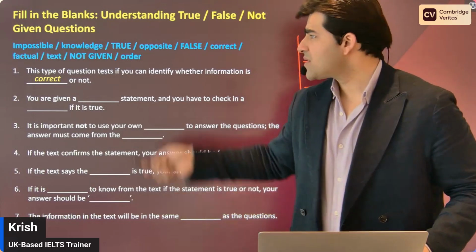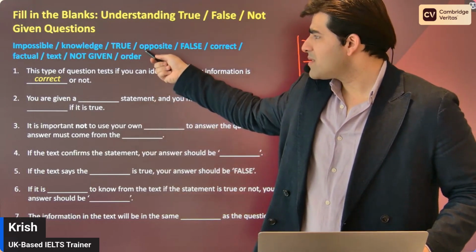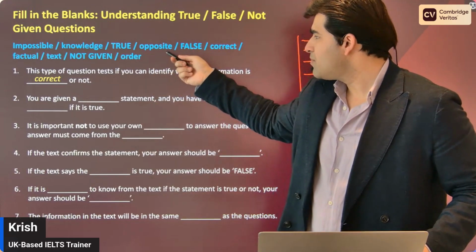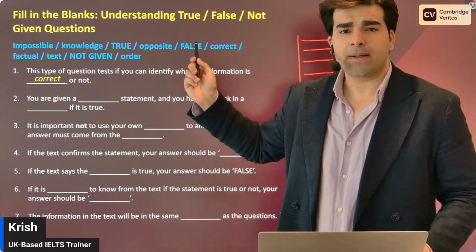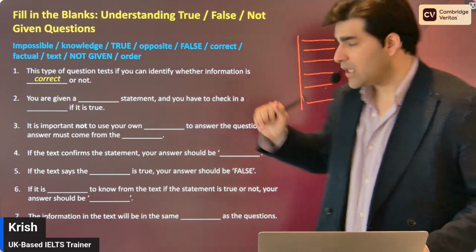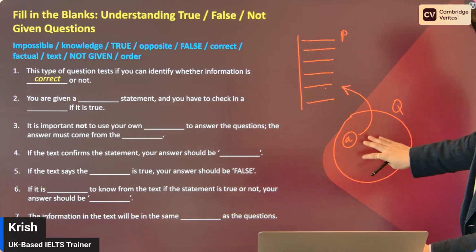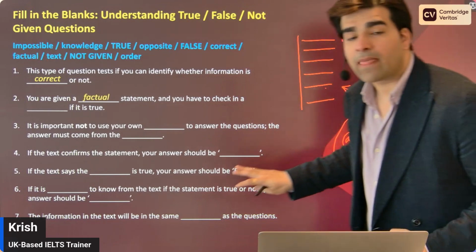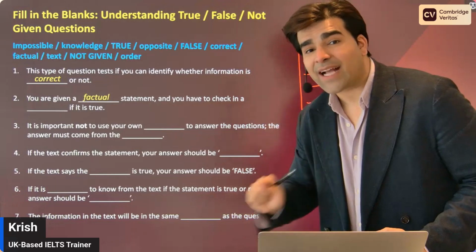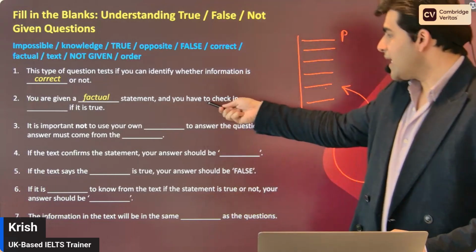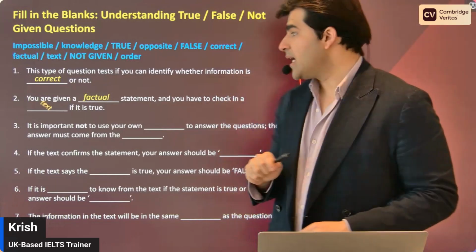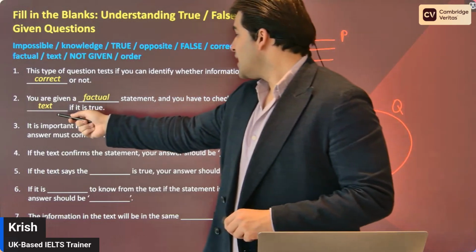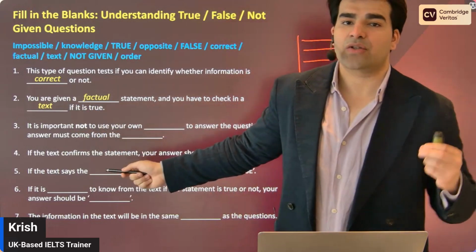You're given a what kind of statement? What do you think? Impossible statement, knowledge statement, true, opposite, what is it? The correct answer is the information that is given in the question here for you. It is a factual piece of information. It is a factual statement, and you have to check if it is present in the text or not.